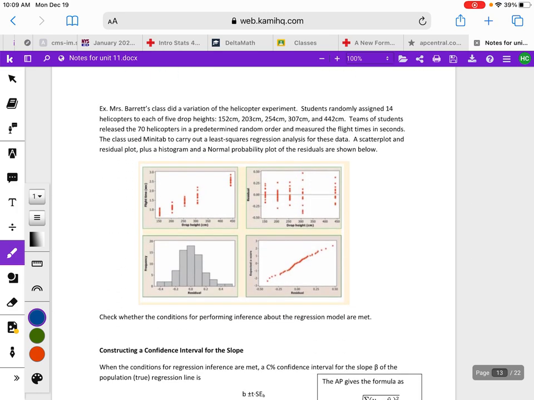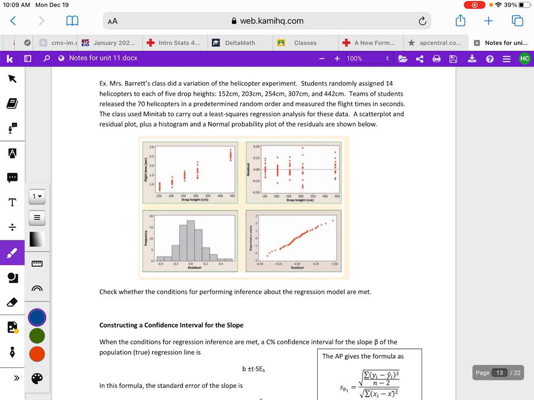So let's look at this example really quick. We have an experiment. They're dropping helicopters from different heights, and then they are collecting data to see how much time it took for the little helicopter to fall to the ground. In this first one right here, this is just your normal scatter plot. This is going to be your residual plot. This is just a histogram of the residuals.